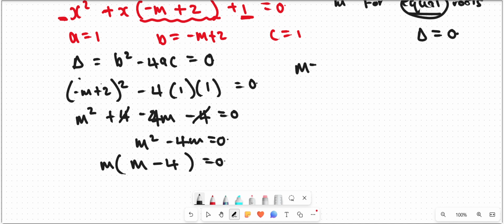So actually the values are m should be equal to 0, or m should be equal to a positive 4. So given these two values, whether m is equal to 0, it's going to give you real, rational and equal roots, or if m is equal to 4, it's going to give you real, rational and equal roots. So those are the values of m. And yeah, I hope this makes sense.